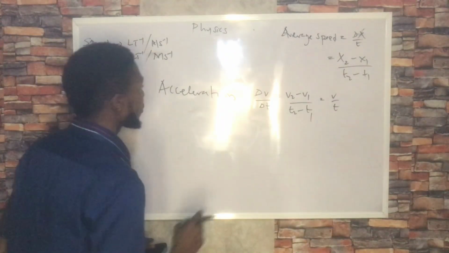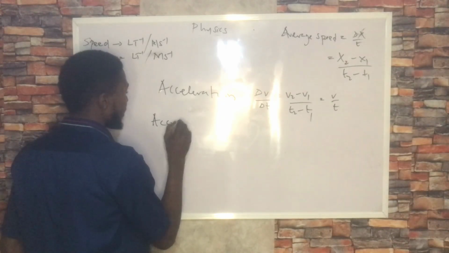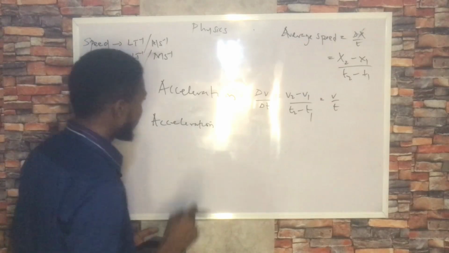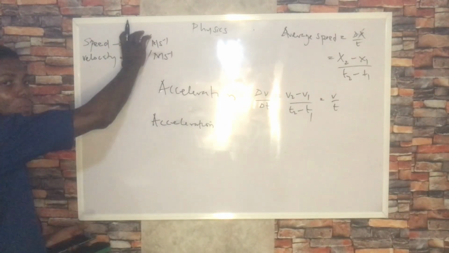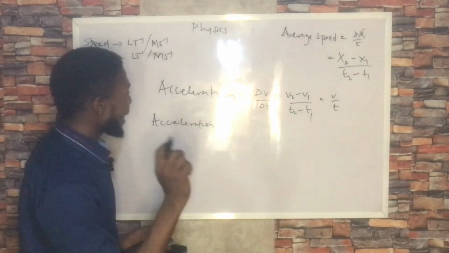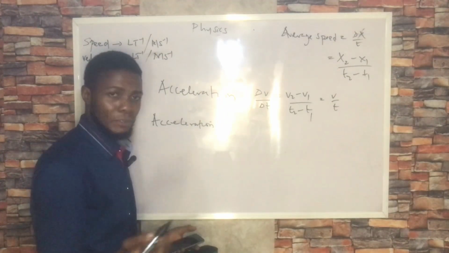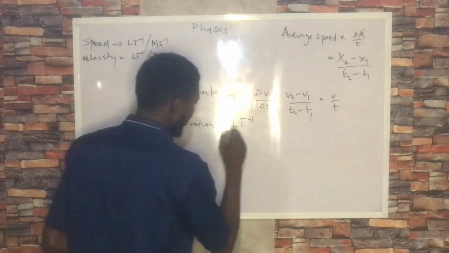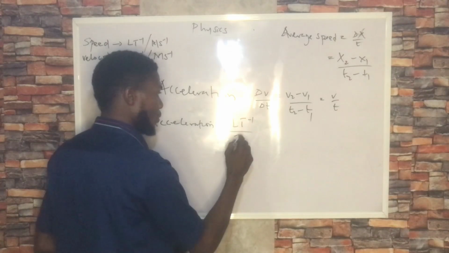Now, to get the dimension of acceleration, it's simple. We know what velocity itself is. Like I said, both velocity and speed have the same dimension. So just bring in your velocity without having to derive it again. We know that our velocity is LT minus 1. Then over time.